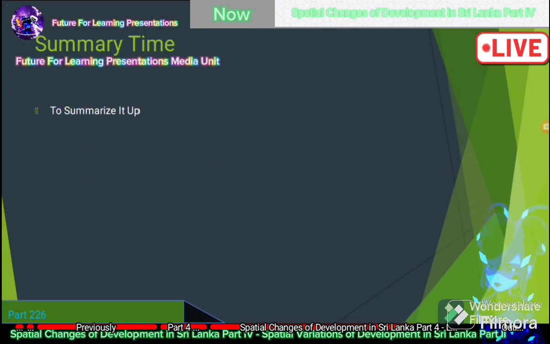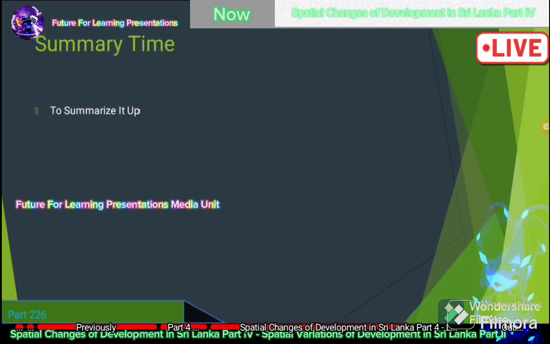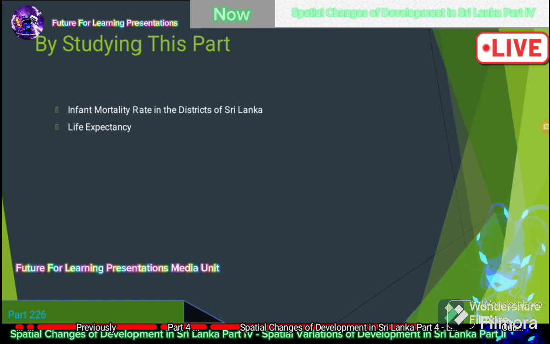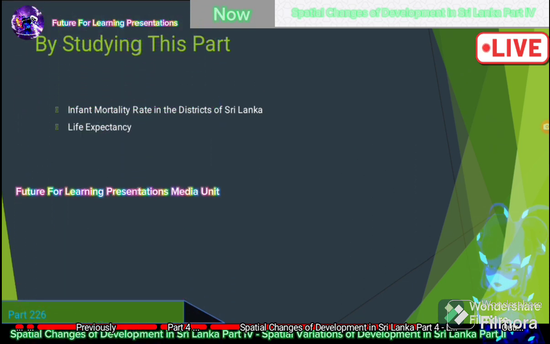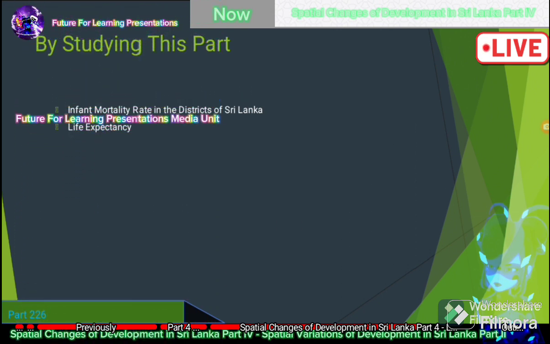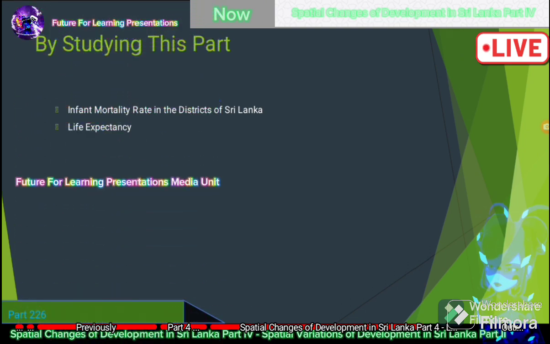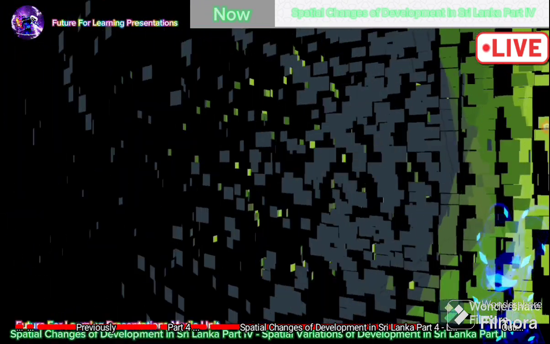Time to check out what we learned. Summary time. To summarize, by studying this part you will be able to identify spatial variations in infant mortality rate in the districts of Sri Lanka and the prior note to life expectancy. The table will be shown in part 5. So now let's check on trivia time.